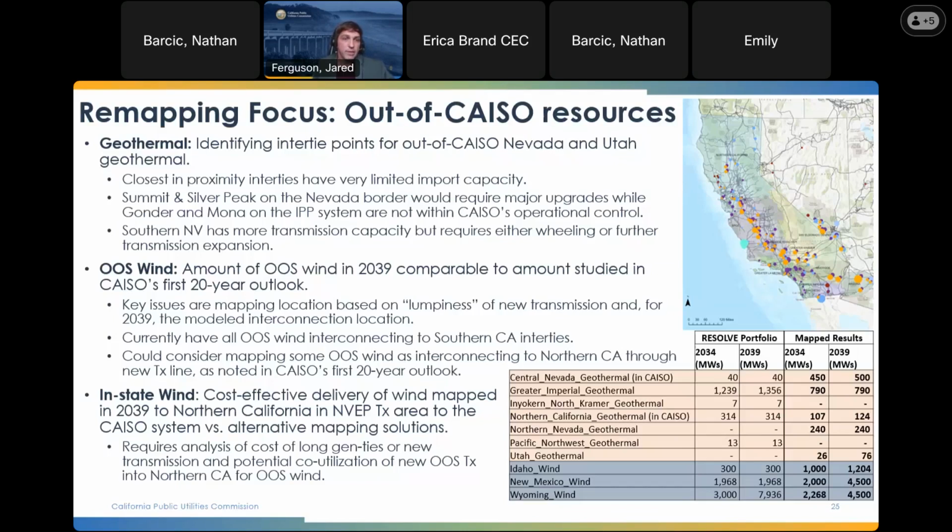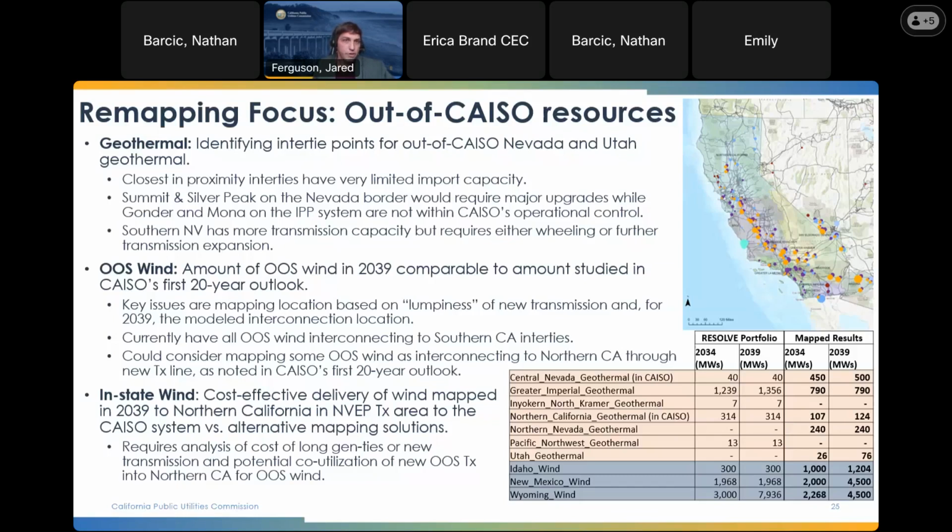With respect to out-of-state wind, as I said, we have about the same amount that was looked at in the 20-year outlook. So we have about 10 gigawatts by 2039. And the key issue we're looking at here, for lack of a better term, is the lumpiness of new transmission, in that you can't build essentially half of a transmission line. So we're looking at what locations to map to that would fully utilize identified transmission lines and their potential cost.